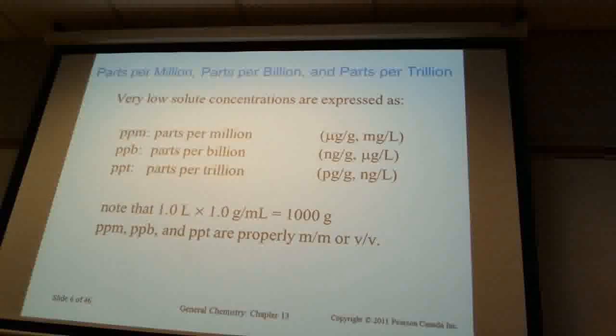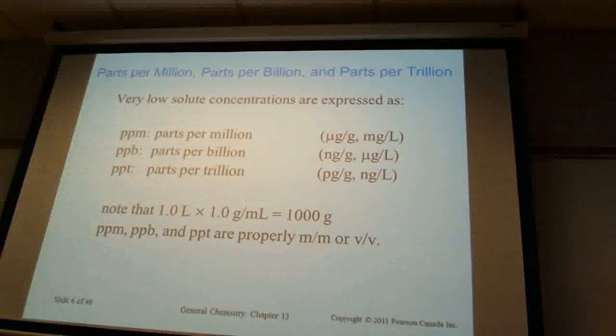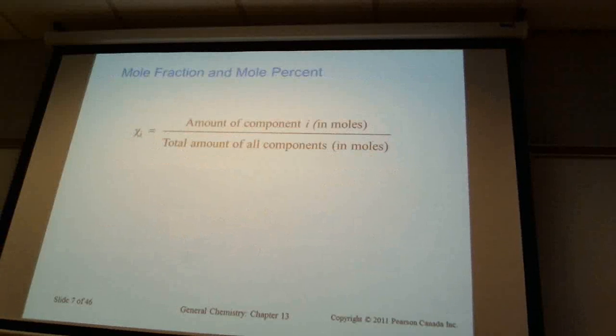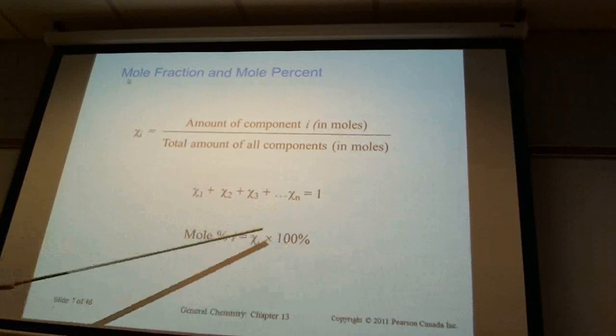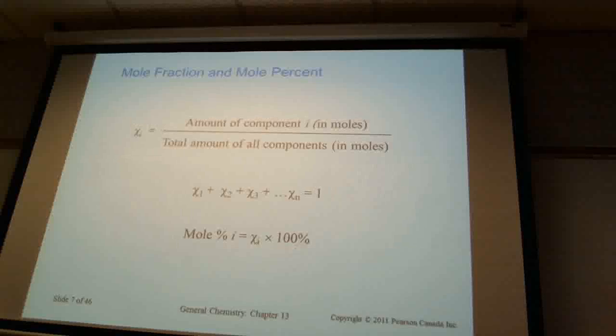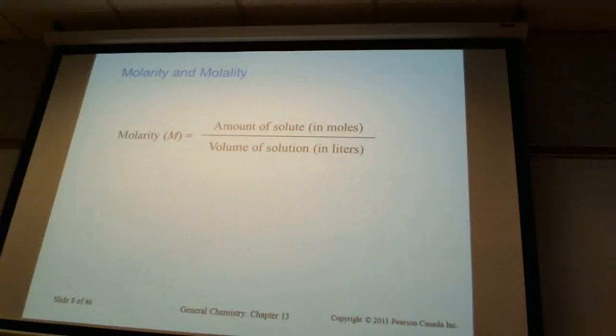We spent some time talking about parts per million, parts per billion, parts per trillion. I did this early on, right? So I can skip this. We talked about the mole fraction, pressure fraction, volume fraction when we were talking about gases. It's the same thing. All the mole fractions have to add up to 1. In other words, all the mole percentages have to add up to 100%. We talked about molarity, moles per liter.